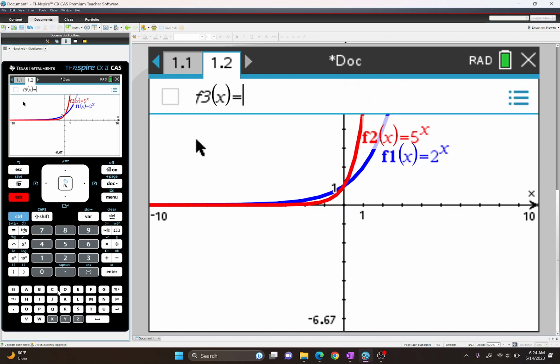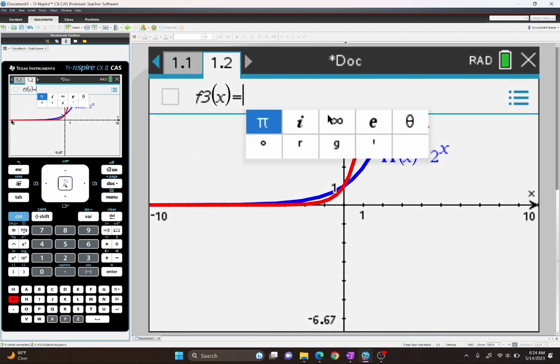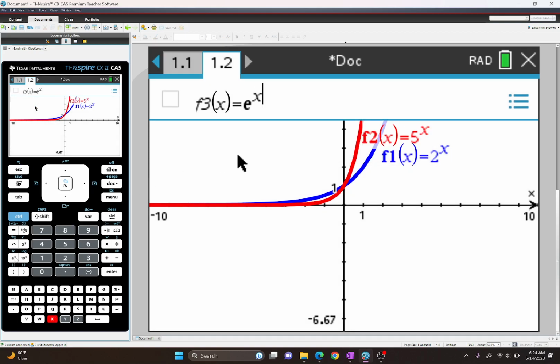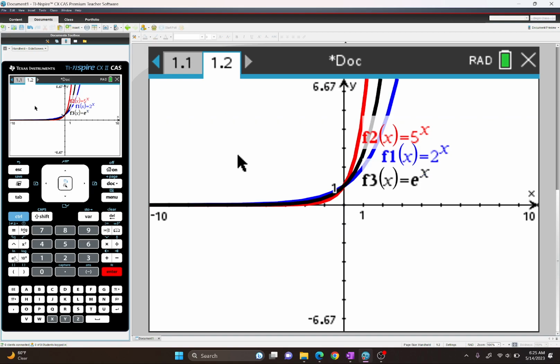But don't just type e down there. That's not the right e. This is the right e, or you can go in here, and that is the right e. But I actually wanted to put it to a power, so this is the best button for that. All right, e to the power of x, boom. And now you can see those 3 functions.